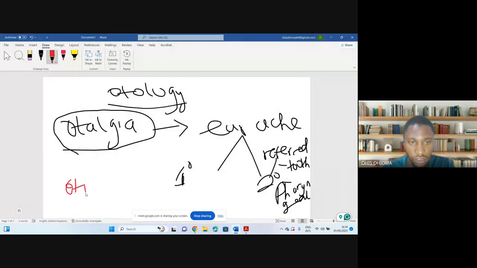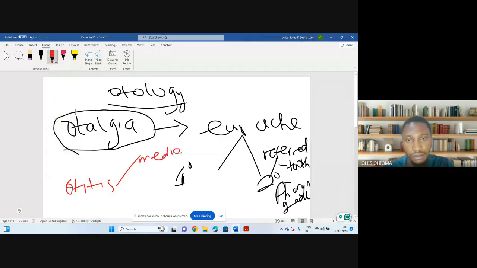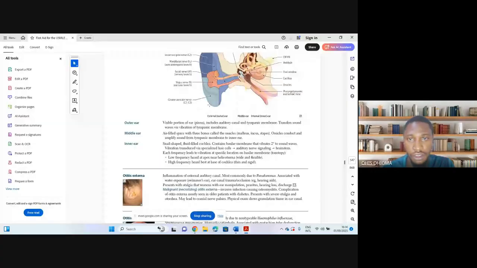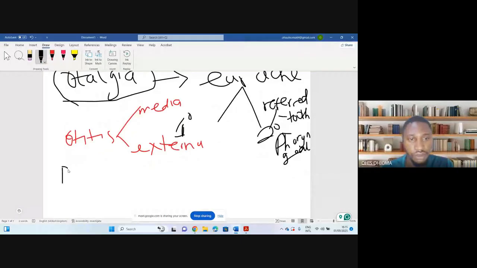So otitis, basically, we have two types. We have media and we have externa. The part of the ear that's affected in externa is the external ear. The patient will present with earache, otalgia, and on examination, you see the patient is having tragal tenderness, plus or minus discharge. The organism that's commonly tested in the STEPs for externa is Pseudomonas. So you must know this. Pseudomonas aeruginosa.